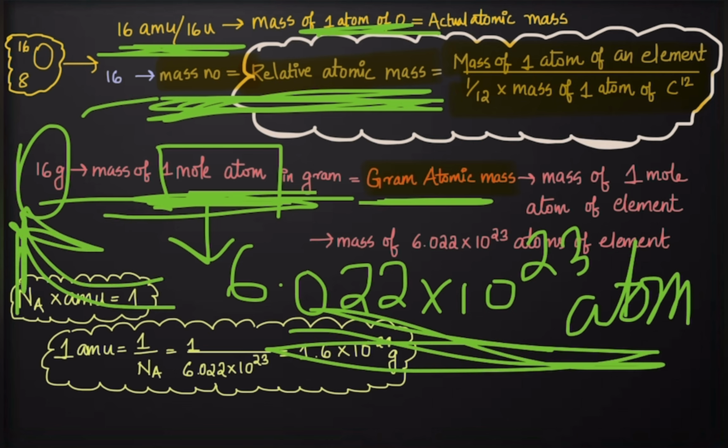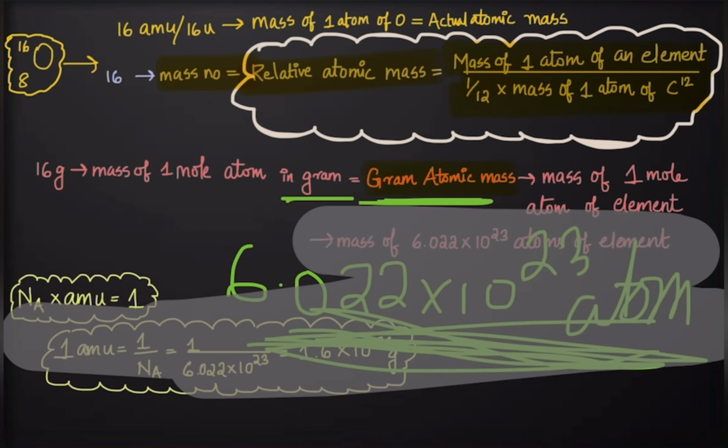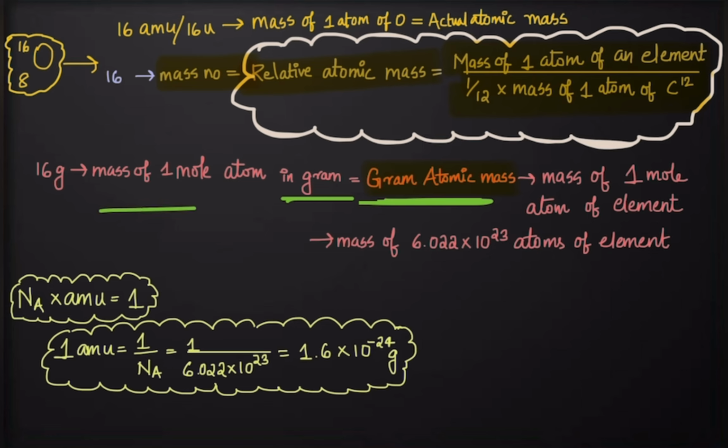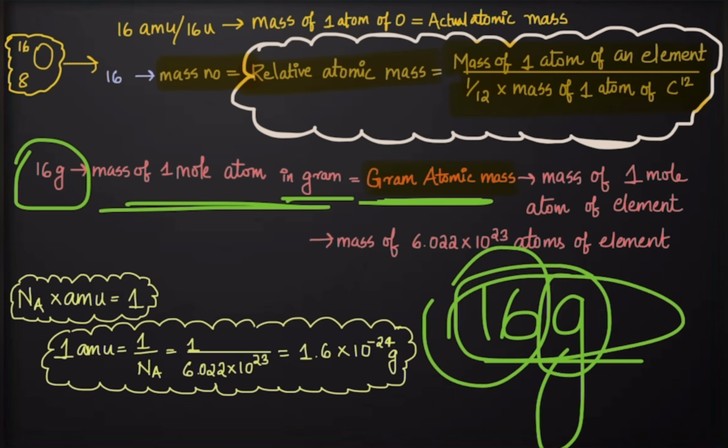16 gram is the mass of 6.022 into 10 raised to 23 atoms. Here 16 AMU is the mass of one atom. Okay, so you have to note the difference. Gram atomic mass is the mass of one mole of atoms in gram, which is the mass number expressed in grams. If you are asked to find the gram atomic mass, you have to simply write the mass number in gram. Okay, gram atomic mass means mass number in gram.